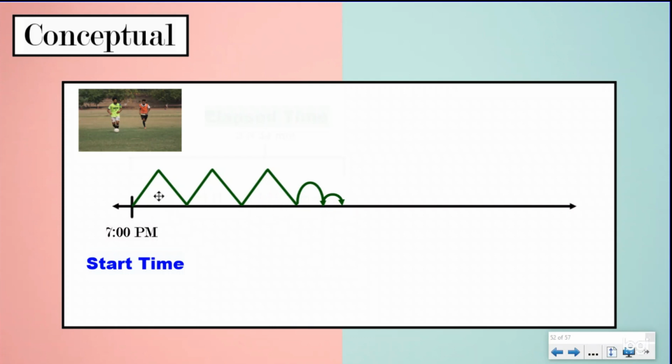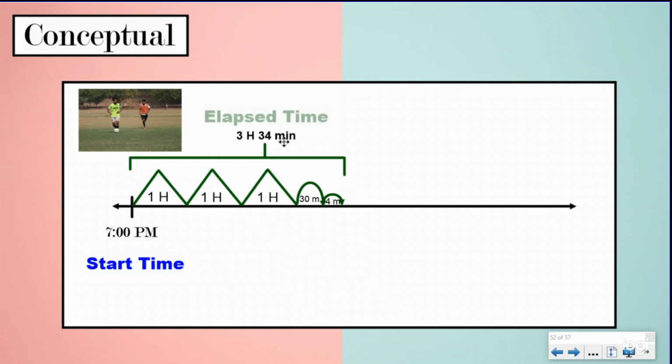At 7 p.m., it took them 1 hour to get to the game. The game was 2 hours and 34 minutes long, and I want to know what time the game ended. Here I've represented my 3 hours on my number line using mountains, and then I had a 30-minute hill and a 4-minute hill. This green part, when we group it together, is equal to 3 hours and 34 minutes. This is called our elapsed time.